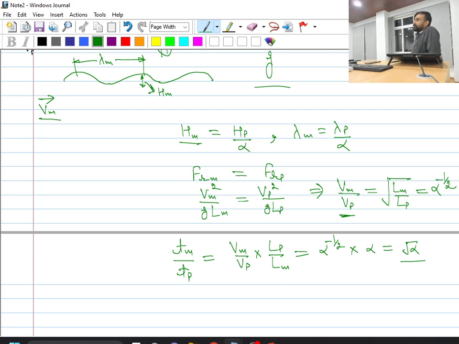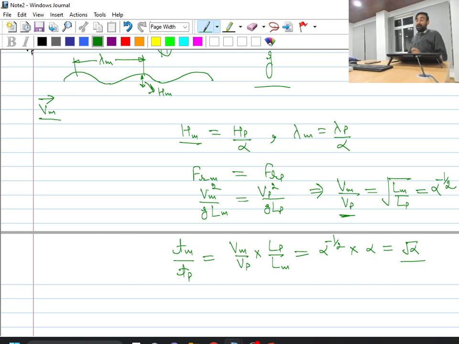Okay. So the meaning of kinematic similarity is that we basically have to have some scaling between time and length such that we have the same velocity scales for homologous points between the model and the prototype. Point is clear?